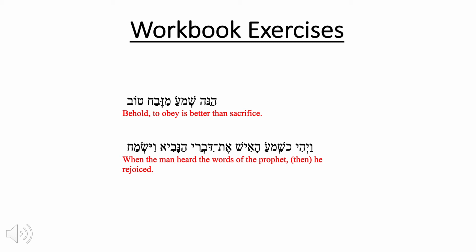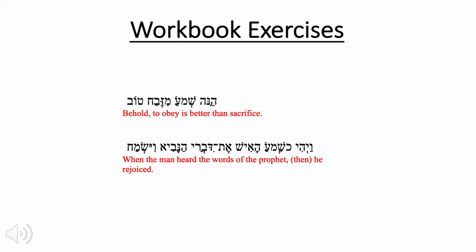This vav in the second verb is a sequential to the first verb. It's really forming a partnership. When this happened, then this happened. And the kaf preposition on shamo, on the infinitive, confirms that. And it was as the hearing, as the man was hearing, or as the man heard the words of the prophet, he rejoiced. And since rejoiced is a past tense, since it is a converted imperfect, we would translate the hearing of the infinitive also as a past tense, as he heard.